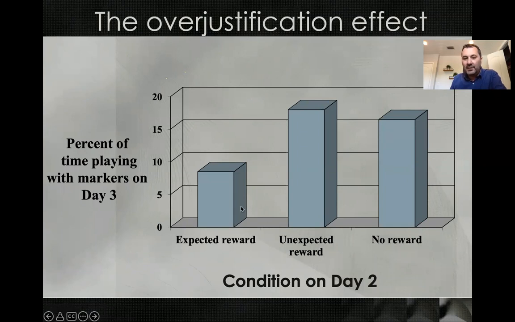The kids in the expected reward condition are saying, how much do I like playing with markers? Well, I played with markers yesterday, but I was promised a reward, so I guess I only did it for the reward. It's this almost logical process, right? The problem is that the attribution they're making was mistaken. They didn't just play with the markers for the reward. They played with them because they really liked them, but they mistakenly attributed the reason for their past behavior to this extrinsic reward, which undermined their intrinsic motivation to play with the markers on day 3.